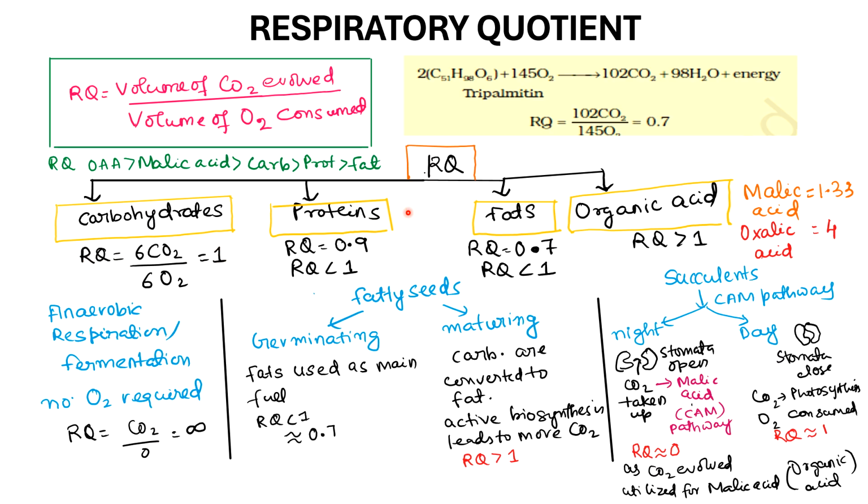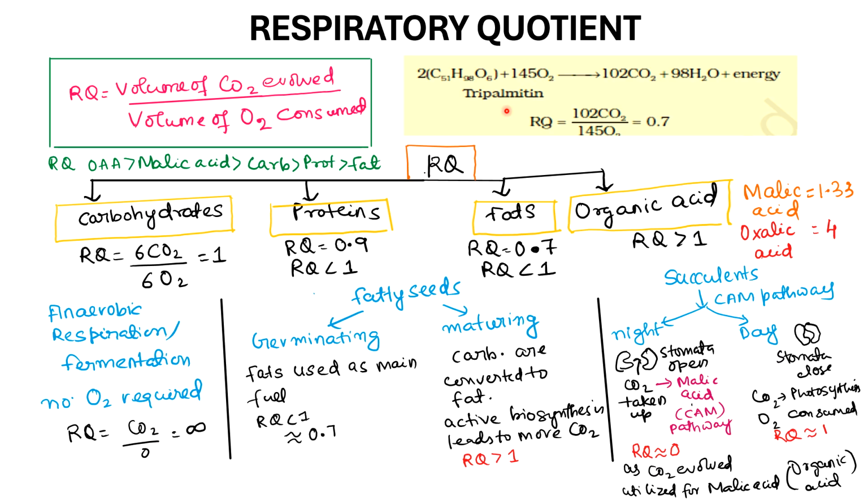Now, if you take proteins, RQ is generally 0.9. It is less than 1. Fats also have an RQ which is less than 1, and generally it is about 0.7. Organic acids are the compounds which have RQ value more than 1. For example, malic acid will have an RQ value of 1.33, and oxalic acid will have a very high RQ value of 4. So if you arrange the RQ values of different respiratory substrates, you have oxalic acid followed by malic acid followed by carbohydrate followed by protein and finally fats.